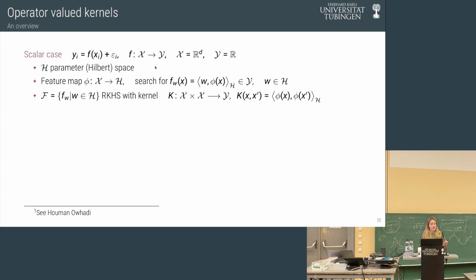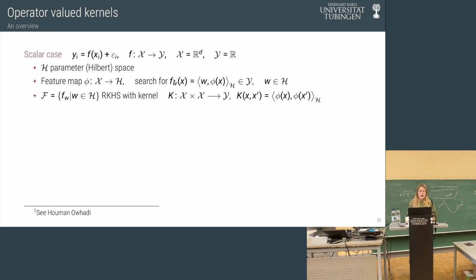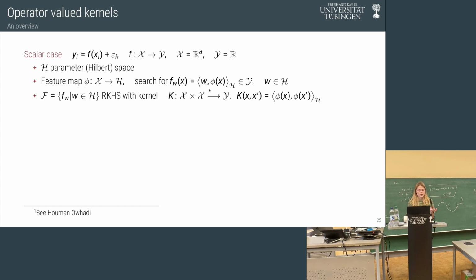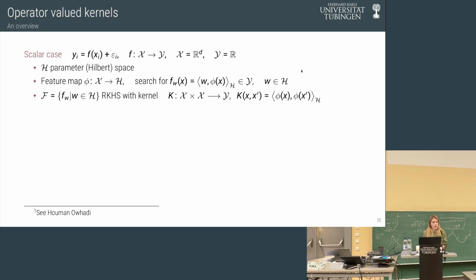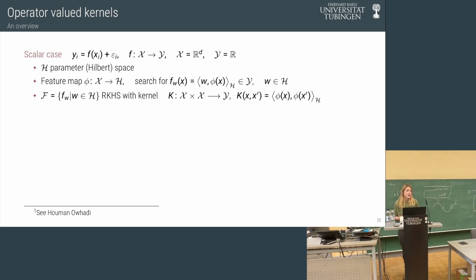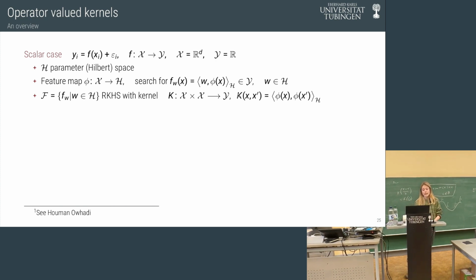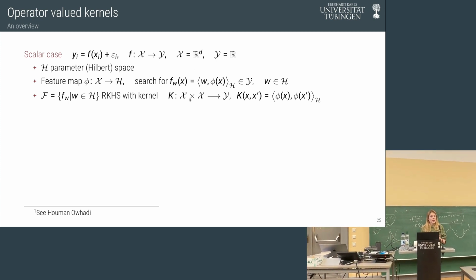What you normally do is fix a parameter space, and you consider feature maps. So you look for functions of this form, which is equivalent to looking for parameters W in H. And these functions, by varying W in the parameter space, generate a reproducing kernel Hilbert space with a kernel given, for every x and x prime, by the scalar product of the features. I hope you're familiar with this, but this is quite a standard setting.